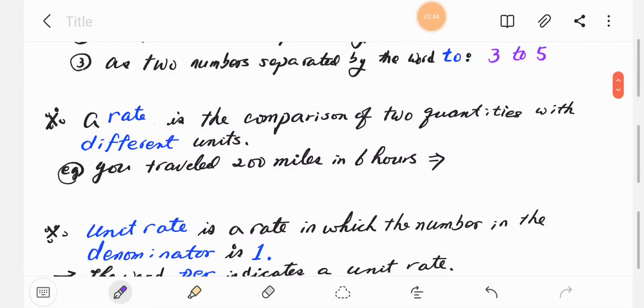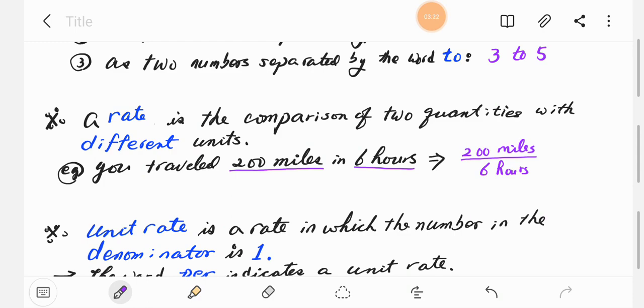Then the rate. A rate is the comparison of two quantities with, this time, different units. Let's say you travel 200 miles in 6 hours. We have different units, right? So you can write it as a fraction. 200 miles goes to the numerator, and 6 hours goes to the denominator. This is similar to the ratio, but this one is using different units.